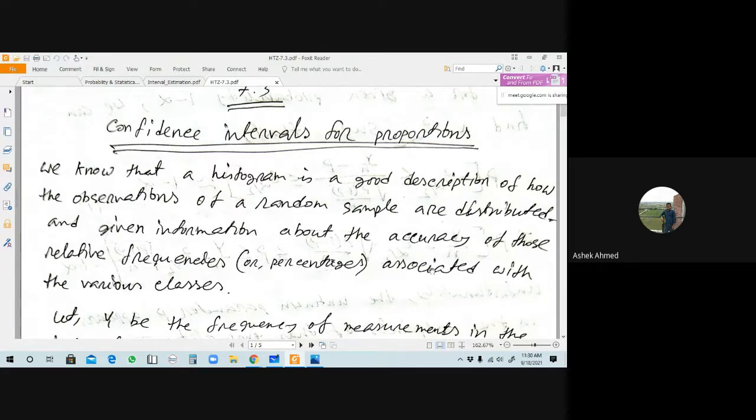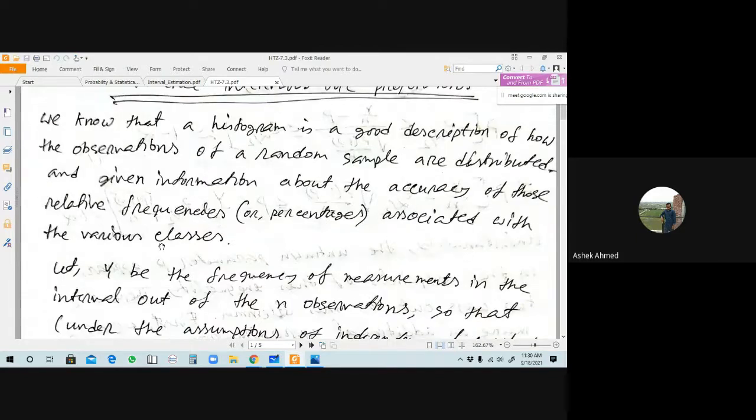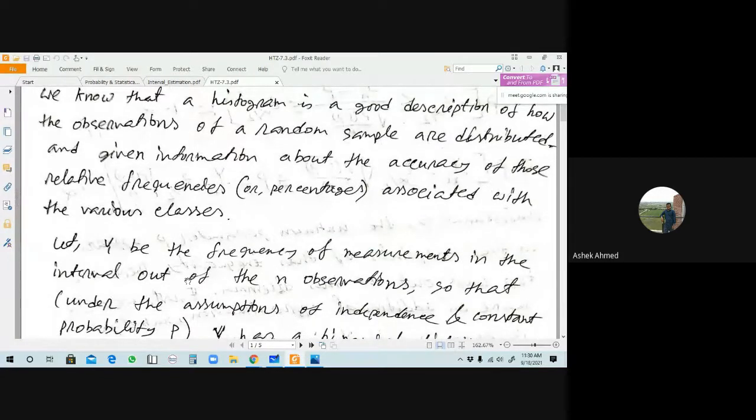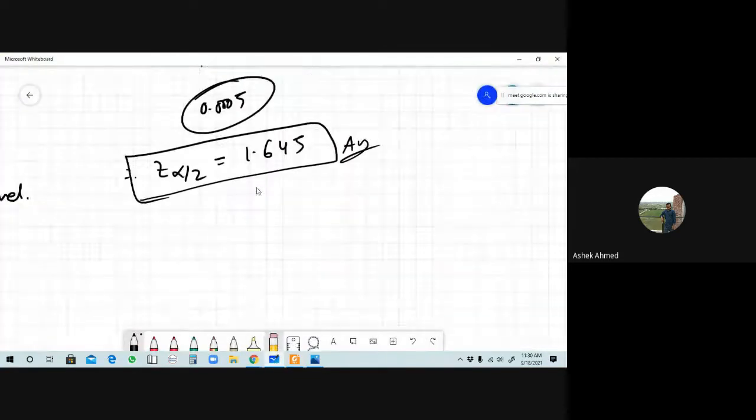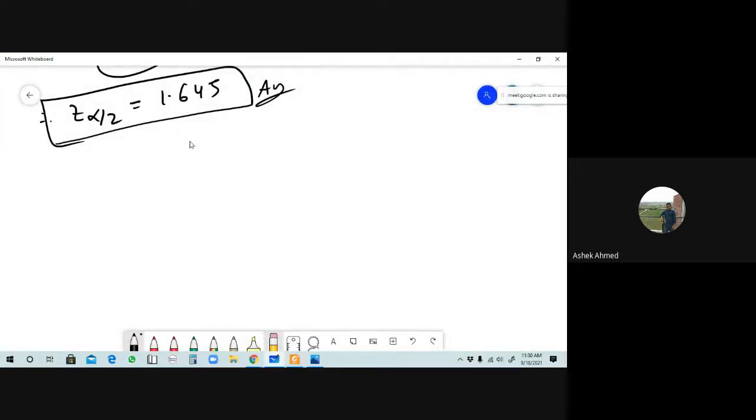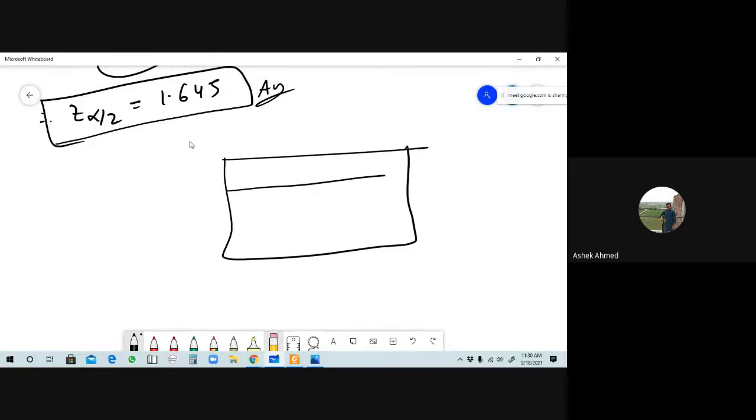Relative frequency, what it means, is associated with the various classes. If y is the frequency of a measurement in the interval out of n observations. If you provide a table in your question, this table contains some class intervals. We will discuss this concept in the statistics part, from next week, and finish it within 2-3 classes.